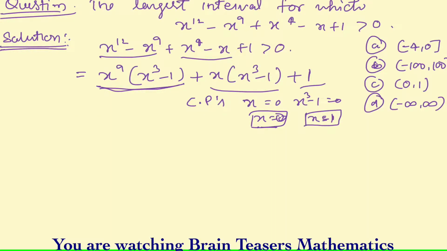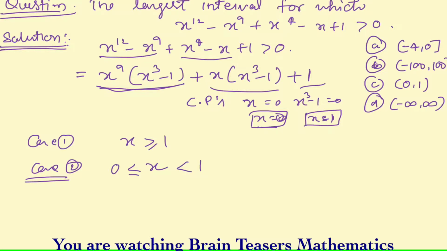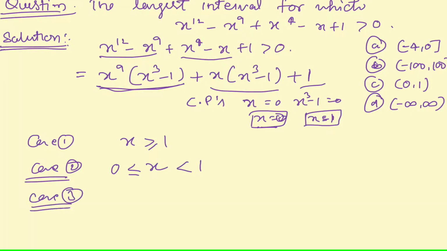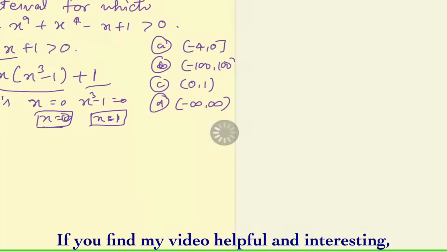That means it will divide. So we are going to see separately the sign. What will be the nature of this polynomial in different cases. In the first case we are going to see when x is greater than or equal to 1. In the second case we are going to see when x is between 0 and 1, and in the third case we are going to see when x is less than 0. So we are going to start with case first, which is when x is greater than or equal to 1.